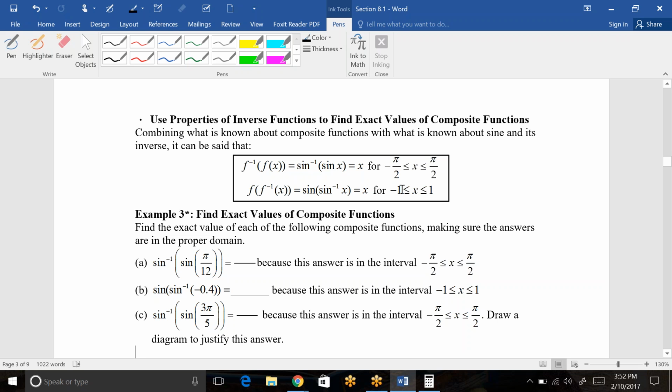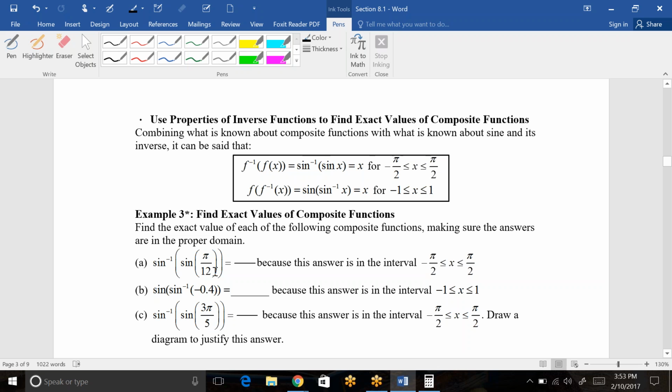It will be x, but it has to be between -1 and 1, or this doesn't exist. So when the sine of x is inside, we're going to be getting an angle for the answer, because remember, that's what the argument is when it's just sine. When the sine inverse is inside the composition, we're going to be getting a value between -1 and 1. So when we do these, we just have to make sure that what we have makes sense.